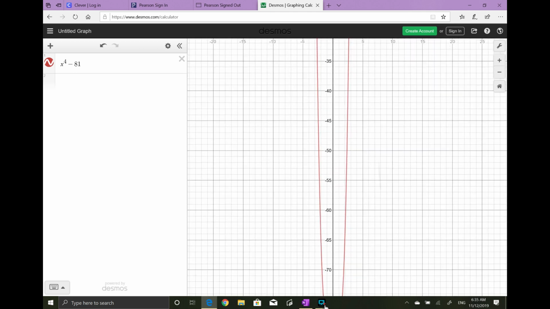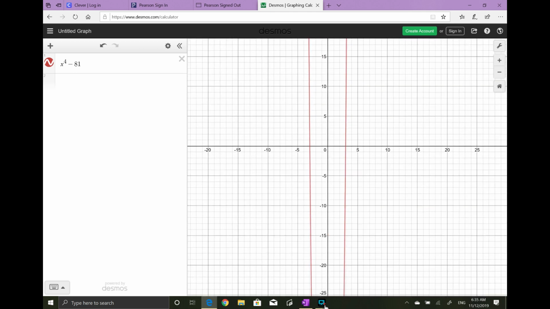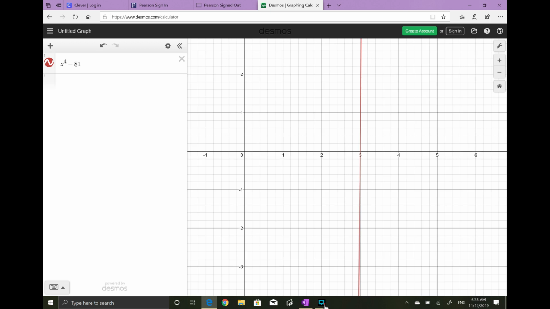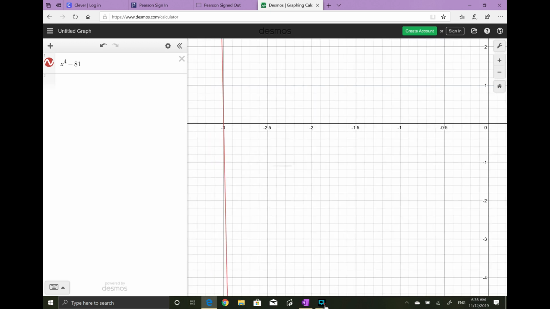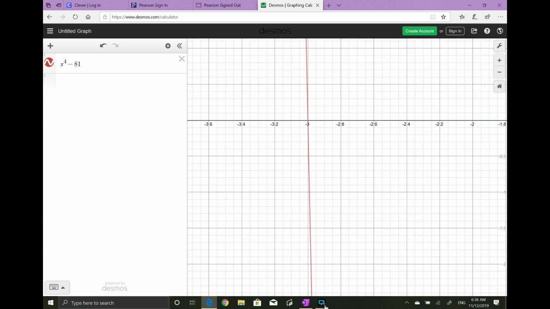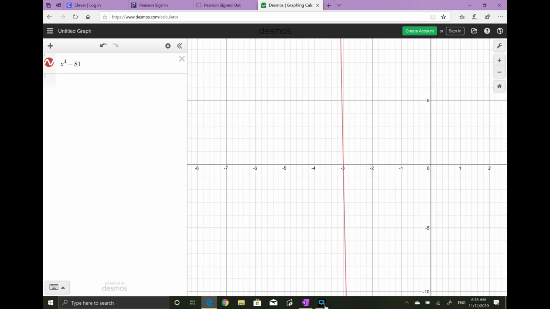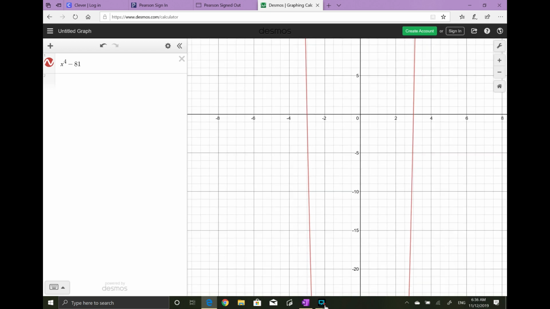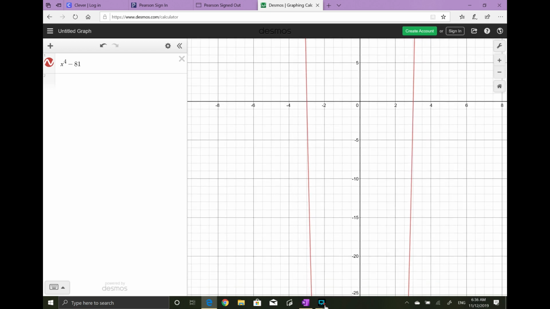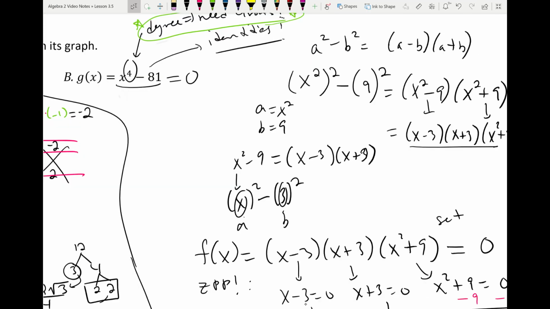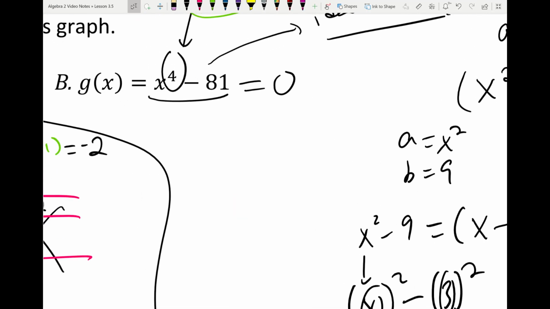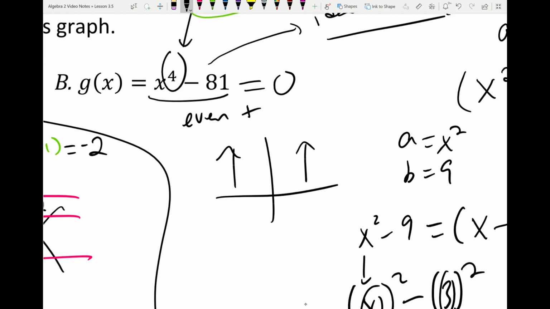So it goes all the way down, and then it crosses, and of course it's going to cross at x equals 3, which is what we found. And on the left side, it crosses at x equals negative 3, which is what we also found. So it kind of looks like a parabola, which makes sense because it's even and it's positive. So if you go back to the original, even and positive means it's going up and up on each side, which makes sense.